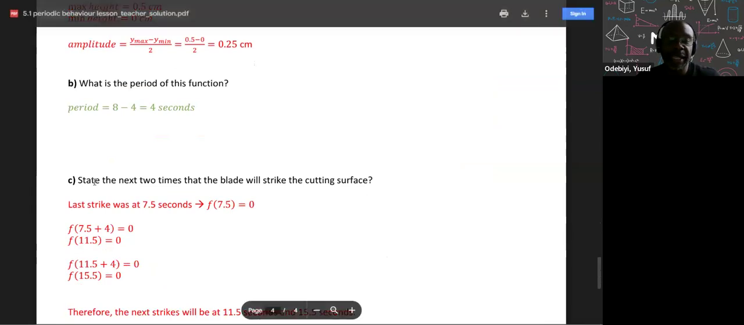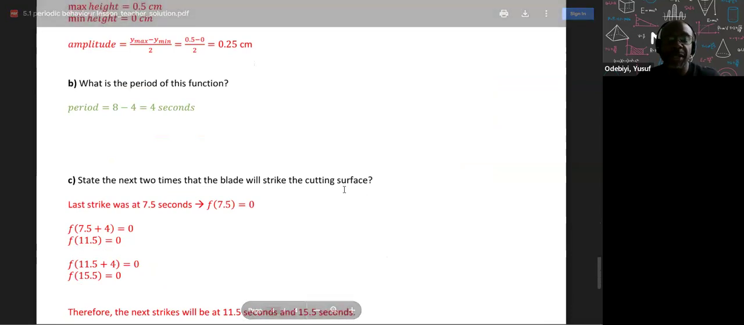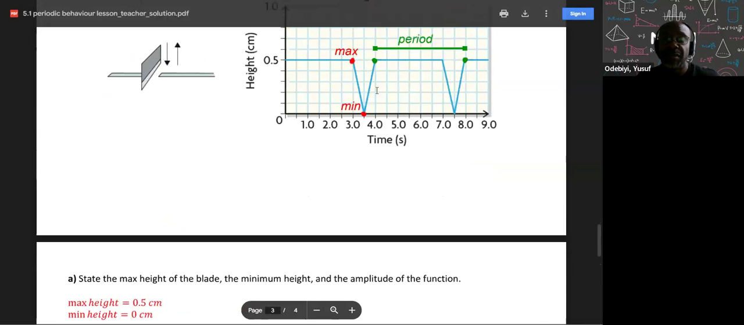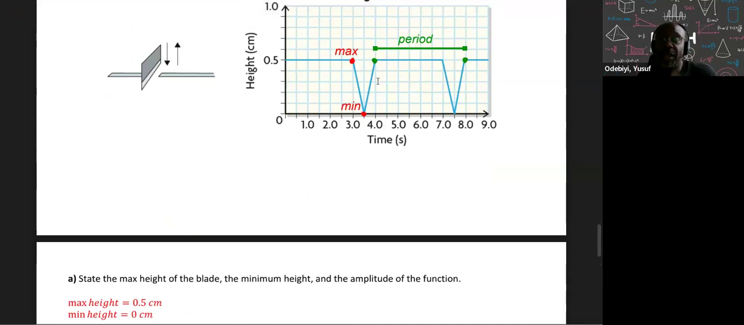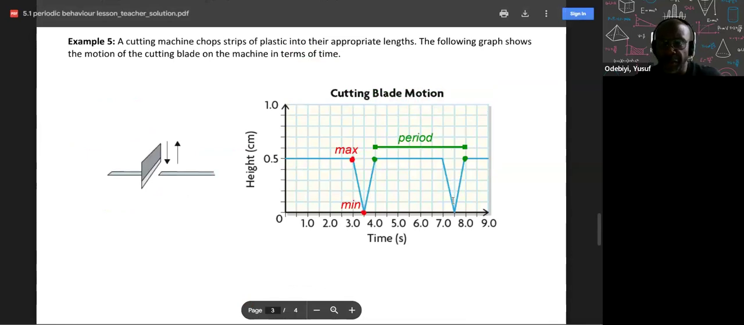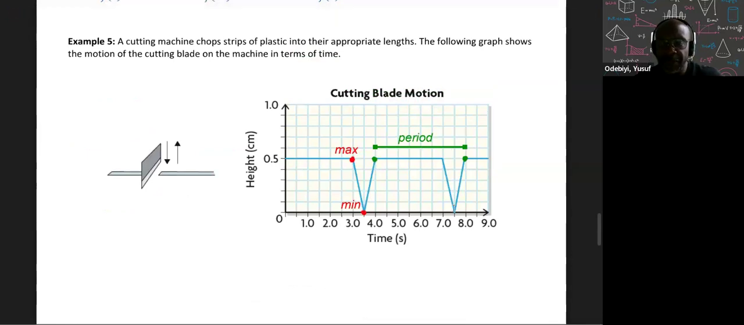Now it says here, state the next 2 times where the blade will strike the cutting table. So if I'm saying the cycle is 4 seconds, right? The cycle or the period is 4 seconds. That means every 4 seconds, I'm going to come down and hit the table, right? What's the question? When it strikes the cutting surface. Okay, it strikes the cutting surface at 7.5. Okay. Strikes the cutting surface at 3.5.